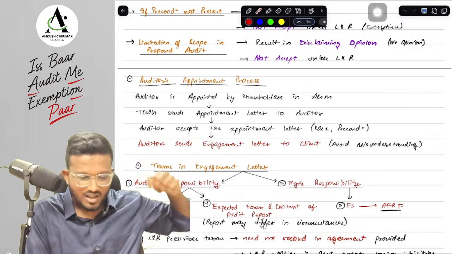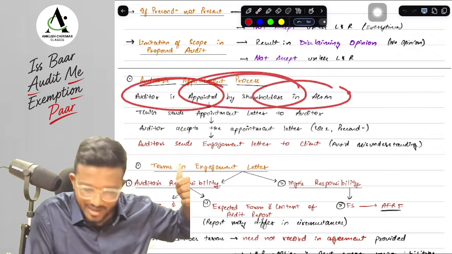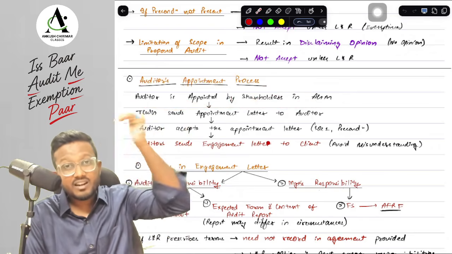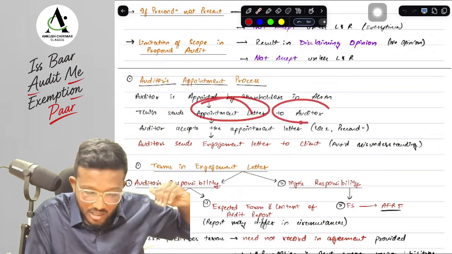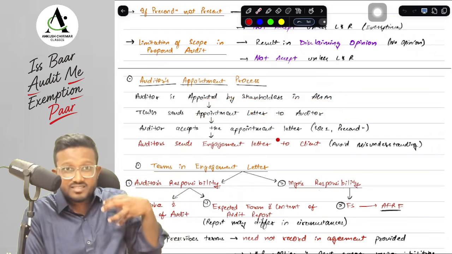That will make everything clear. So they are saying, first of all, the auditor is appointed by shareholders in the AGM. After it is appointed, the TCWG sends an appointment letter to the auditor. The appointment letter is received by the auditor.